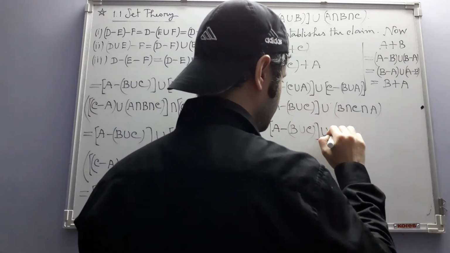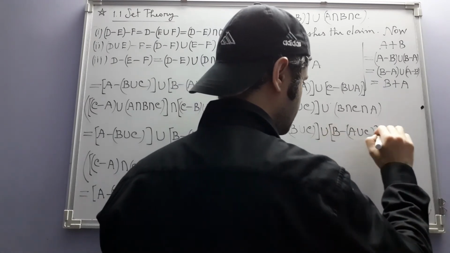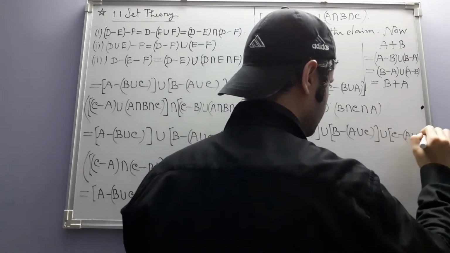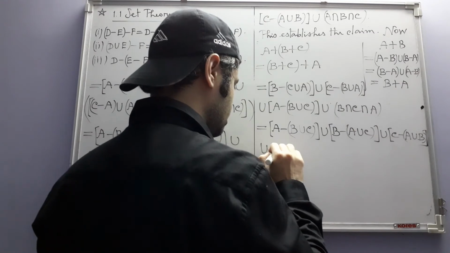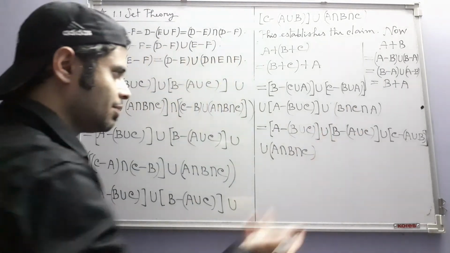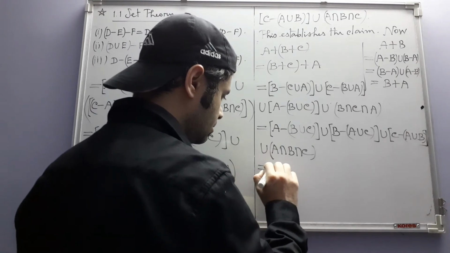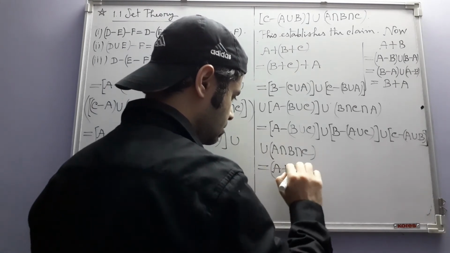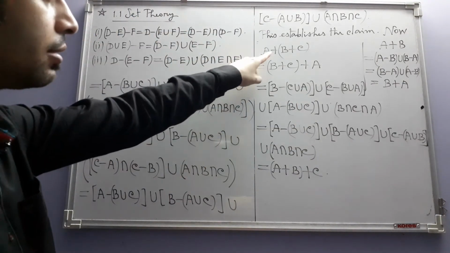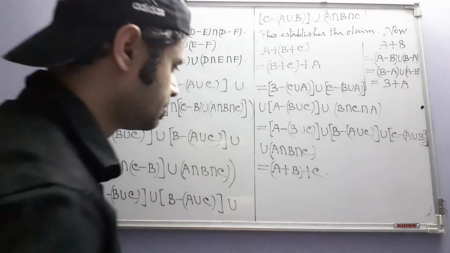Then union B minus A union C union C minus A union B union A intersection B intersection C. Intersection is also commutative and associative, and this again according to our claim is nothing but A plus B plus C. So that's how, after all these things, we have the fact that addition is associative. It is somewhat long, but that's just the way it is.